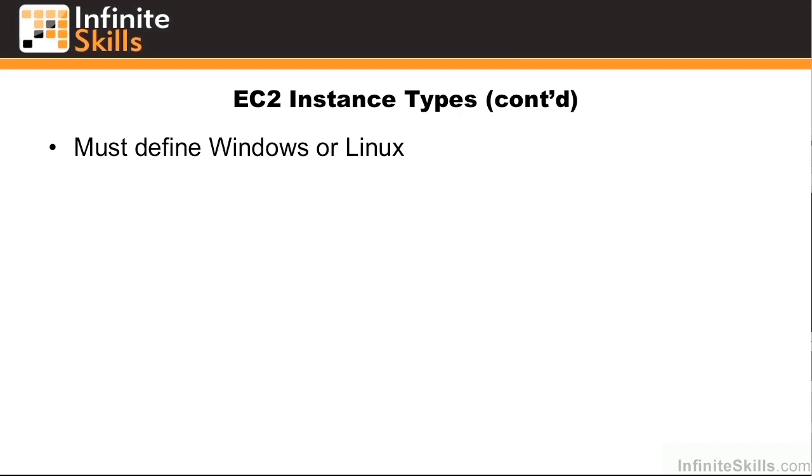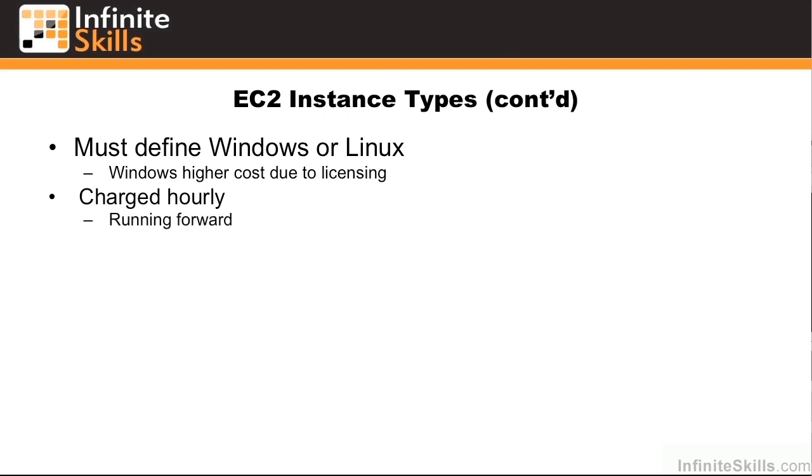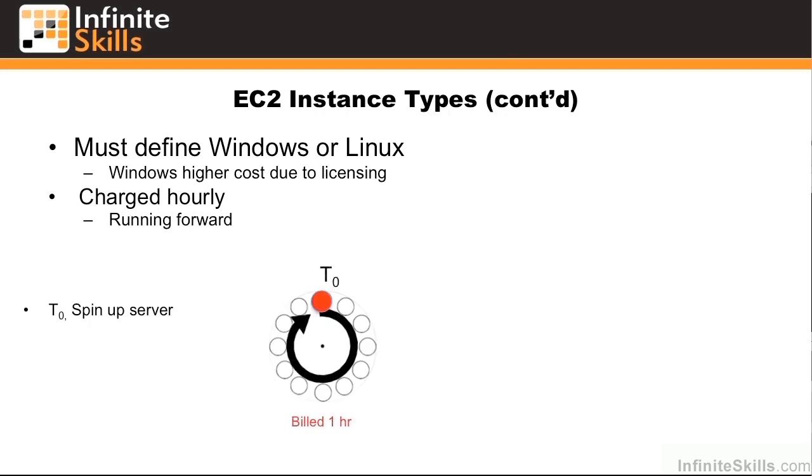Some things about EC2 instance types that you should be aware of. First, you have to define whether it's Windows or Linux. The Windows is going to be a higher cost due to licensing. These are charged hourly, and this is something that always gets first-time users. Let's take a look at what we mean here. It's charged running forward, which means such as T0 here, I spin up an instance. At the top of the hour, I spun up an instance, I got billed for 1 hour.